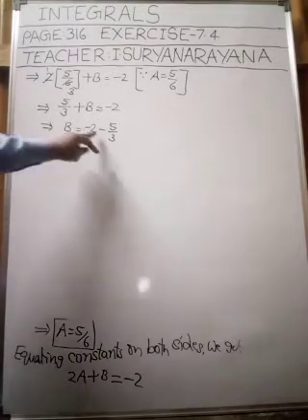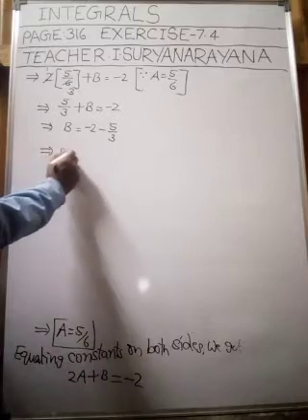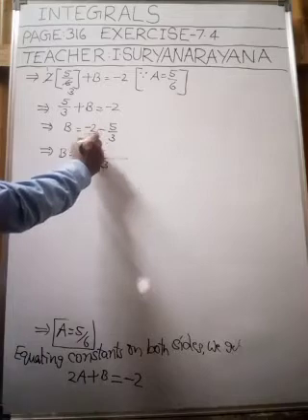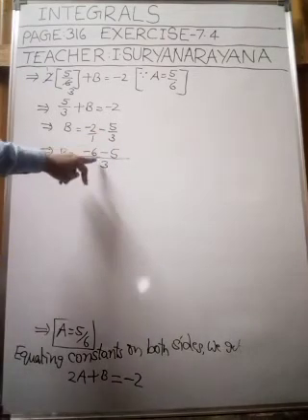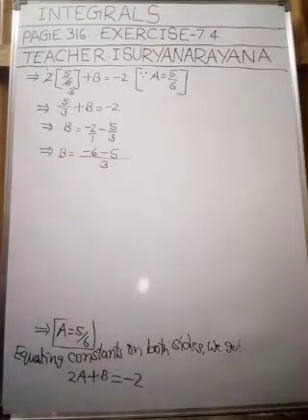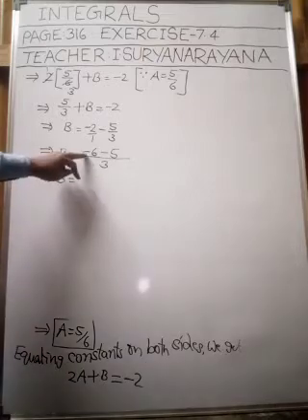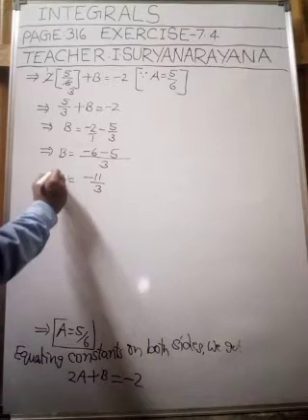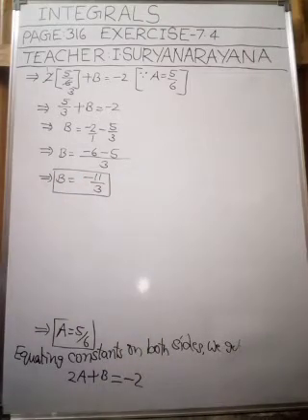Okay, my children, understood this step? Right. This implies b is equal to, take LCM, then what will you get here? Minus 6 minus 5 in the numerator. Understood this numerator part, my children? Right. This implies b is equal to, what will you get? Minus 6 minus 5. Yes, minus 11 by 3. So this is the value of b. Okay, my children? We got the value of a and the value of b.